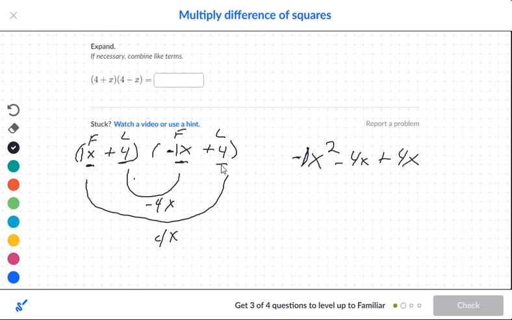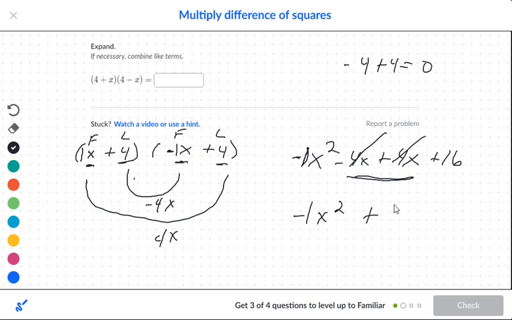Now I want to multiply here. So 4 times 4 is a positive 16. So now I could say negative 1x to the second. Notice right here they're going to cancel because you have a negative 4 plus 4, and that's 0. So these will cancel, and then you finish up with the plus 16.